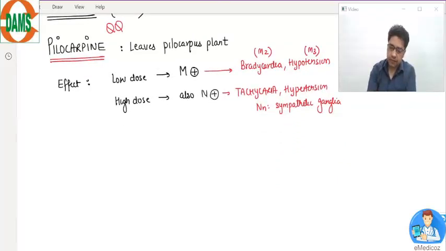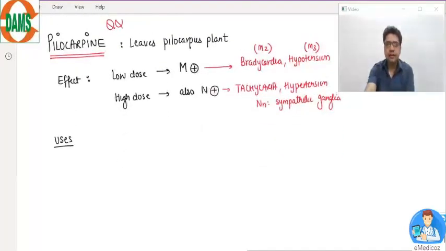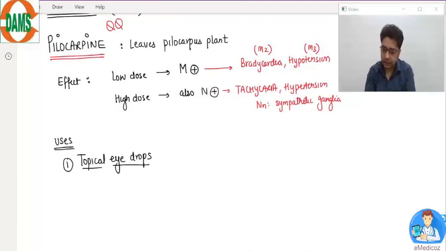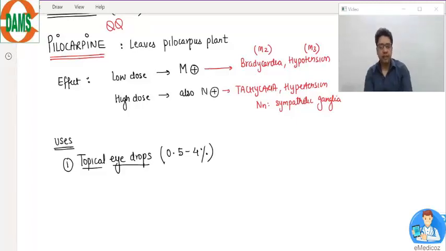Let's see the uses of pilocarpine. The first use of pilocarpine we will write is that it is given as a topical eye drop, and the concentration is 0.5 to 4%. When it is given as a topical eye drop, pilocarpine is the DOC. DOC means drug of choice. Pilocarpine is the drug of choice as a miotic agent.